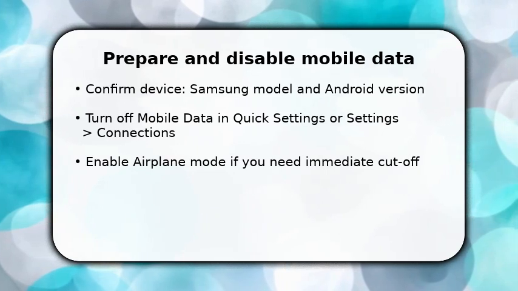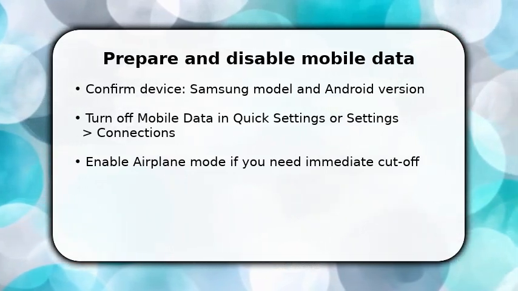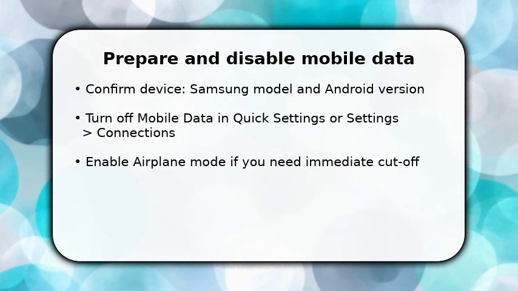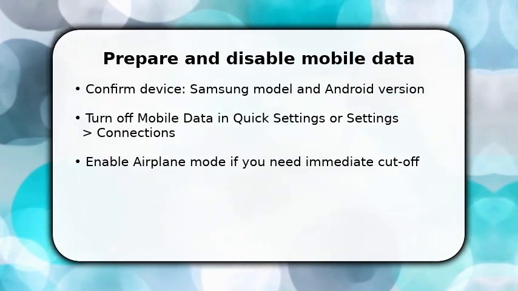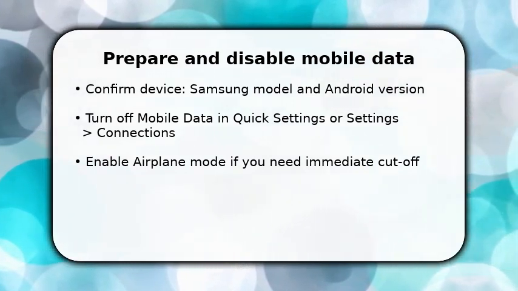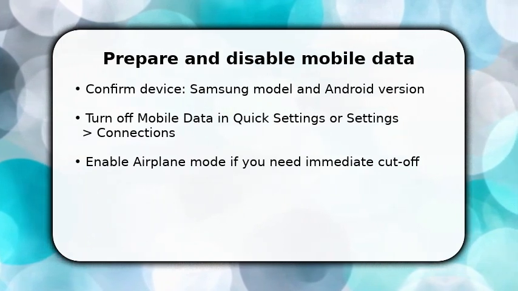Enjoy the video. You start by stopping cellular internet for WhatsApp. First, check your Samsung model and Android version so settings match. Then open Quick Settings and tap Mobile Data Off. This prevents background sync immediately.